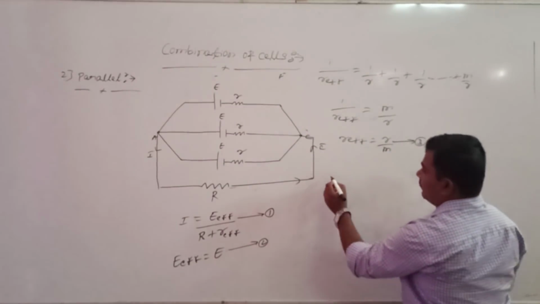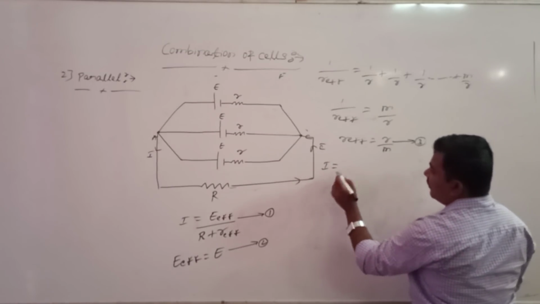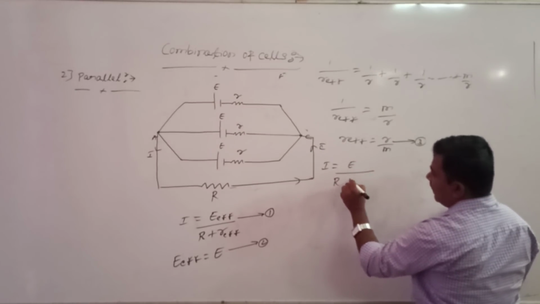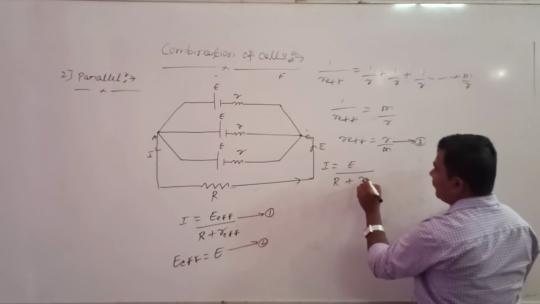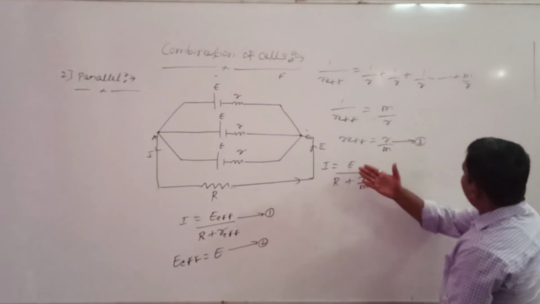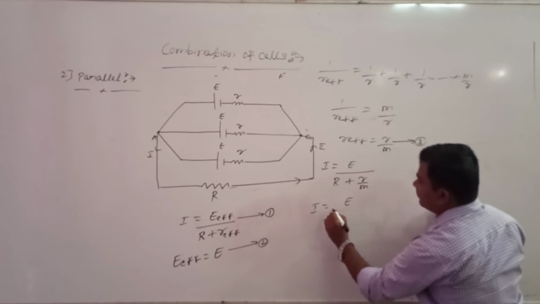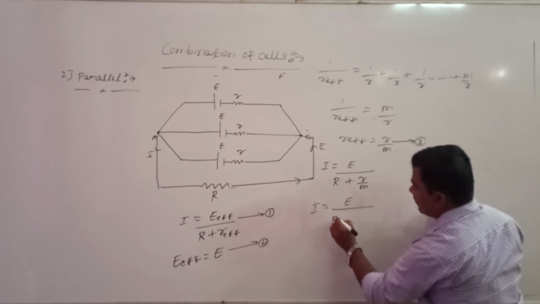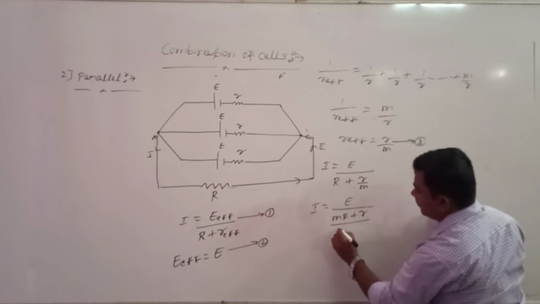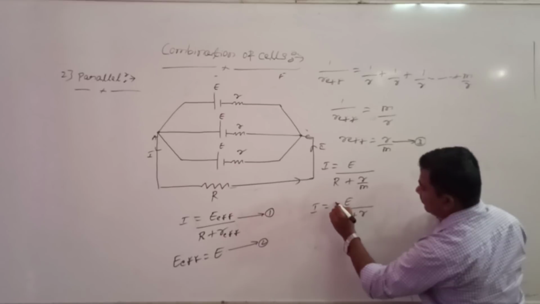Then what about equation 1? Equation 1 becomes I equal to E effective. E effective can be replaced by E from equation 2, divided by capital R plus R effective, and R effective equal to R divided by M. Right? Then again, how to write this current? This current can be written E, keep it upside. M here multiply. M into capital R plus small r, whole divided by M. This M goes upside. Come on directly, like this.